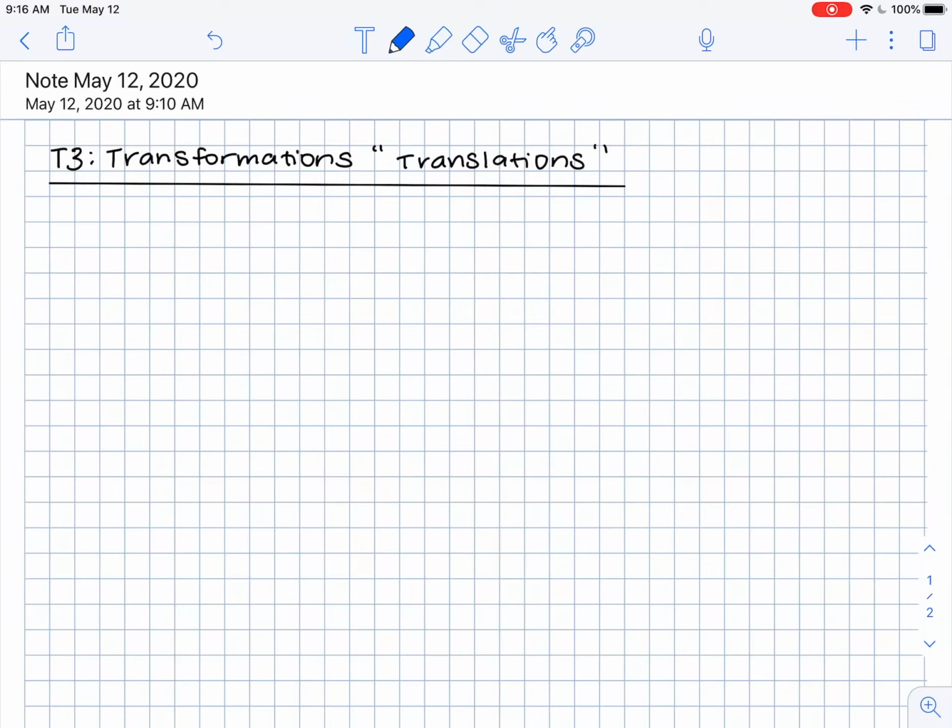Good morning. Today we are going to start section T3, which is the start of transformations, specifically translations. There's three transformations we're going to look at over the next few days: translations, rotations, and reflections. And all of these are going to lead us up to what we call triangle congruence. But today we are going to specifically look at translations.